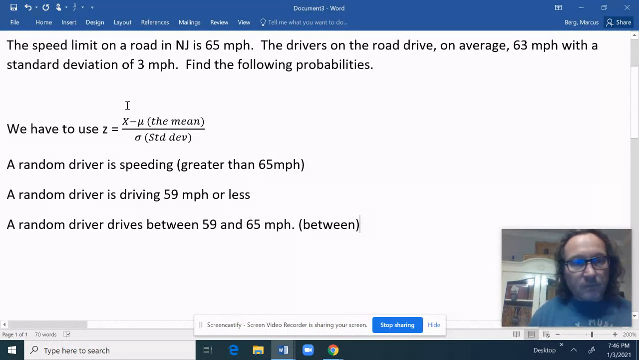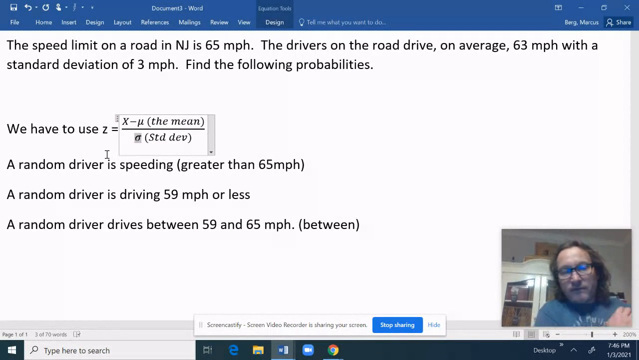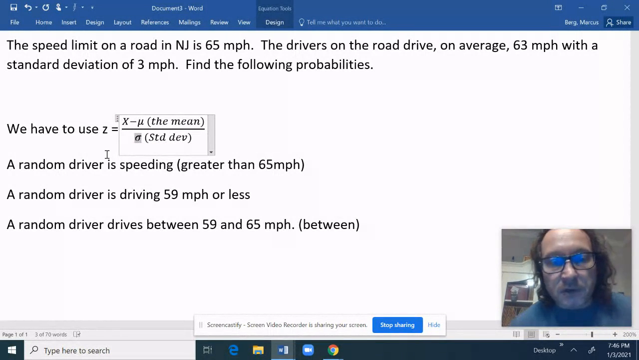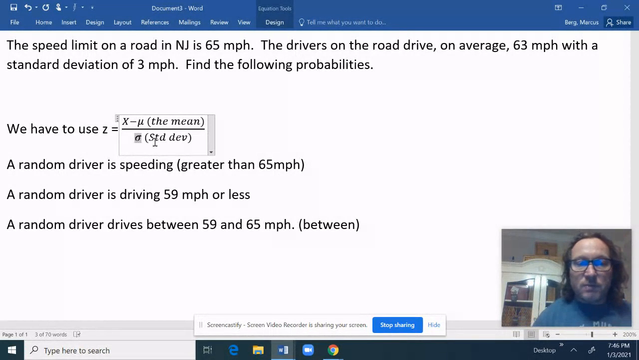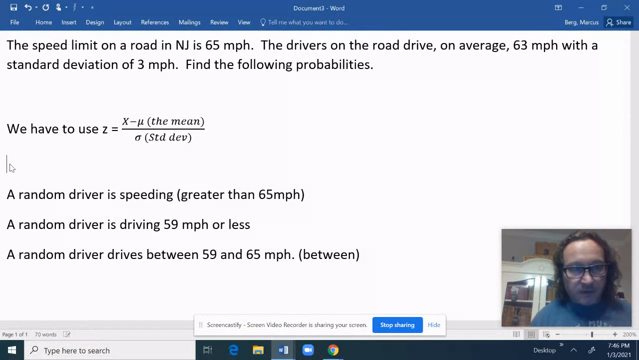All these use this formula where you find your z, which is equal to x minus mu, over sigma. This is mu right here, the mean, and this is sigma, the Greek letter which represents the standard deviation. So for all these, we're going to be finding z equals x minus mu over sigma, and then we're doing something a little different after we look up the z values on the z chart.